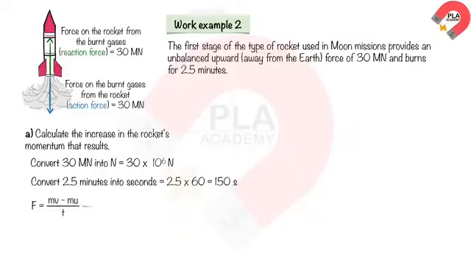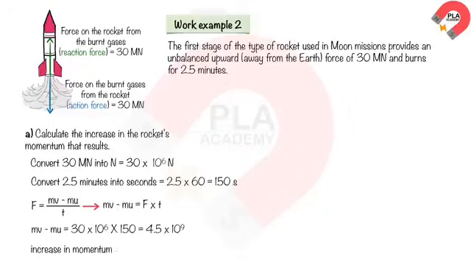Change in momentum, mv - mu, equals Ft. So, the increase in momentum equals 30 times 10 to the power of 6 times 150, which is equal to 4.5 times 10 to the power of 9 kilograms meters per second.